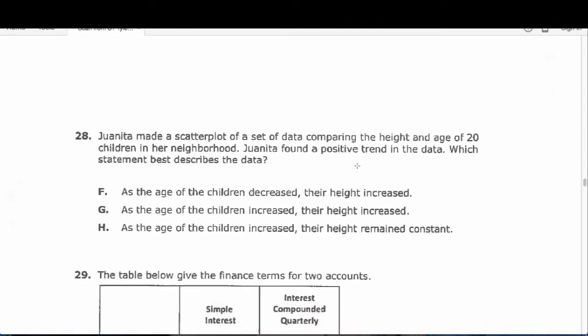Question 28. Juanita made a scatter plot of a set of data comparing the height and age of 20 children in her neighborhood. Juanita found a positive trend in the data. Which statement best describes the data? F. As the age of the children decreased, their height increased. G. As the age of the children increased, their height increased. H. As the age of the children increased, their height remained constant.